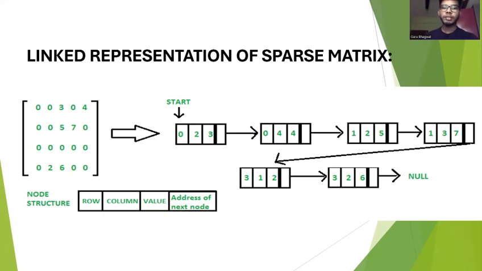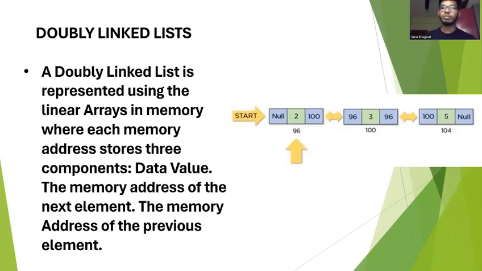In this representation, we are going to represent all the elements present in a sparse matrix in this manner only: row, column, value, and the address of the node. This is all about the linked representation of the sparse matrices. Next, we are going to move on to another important topic, that is the doubly linked list.